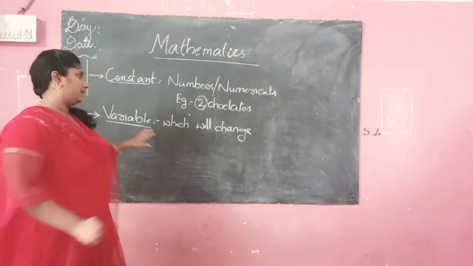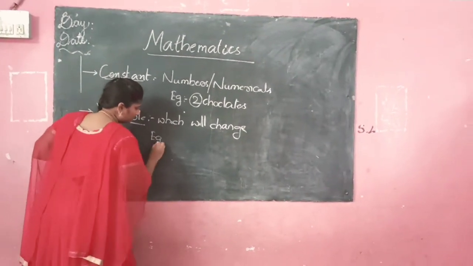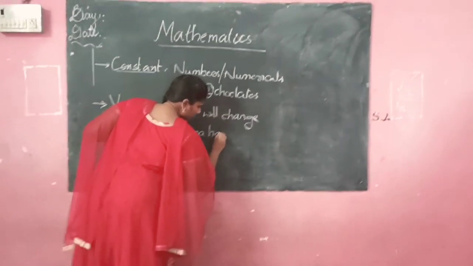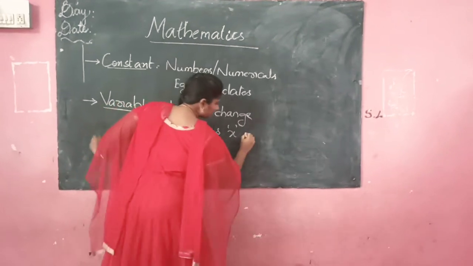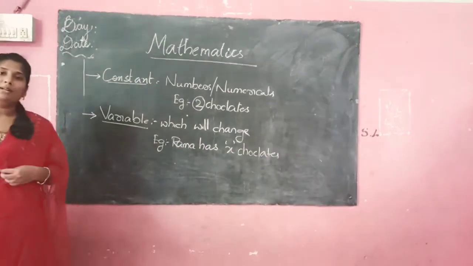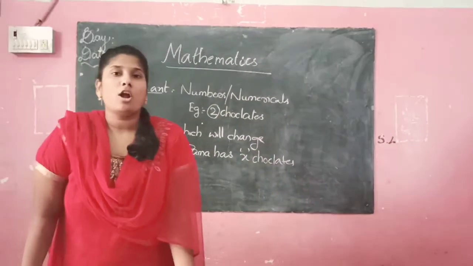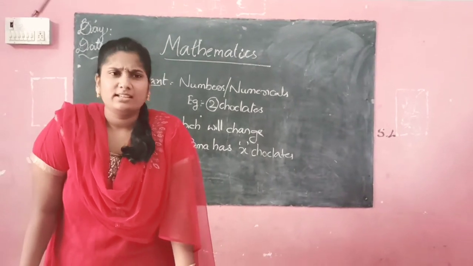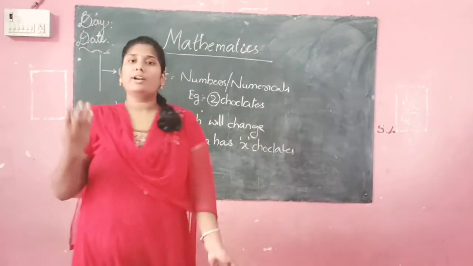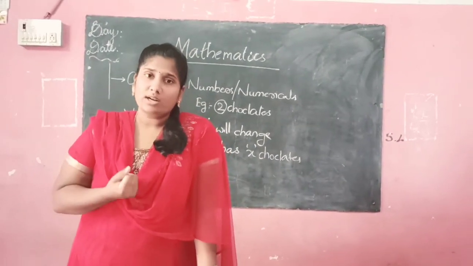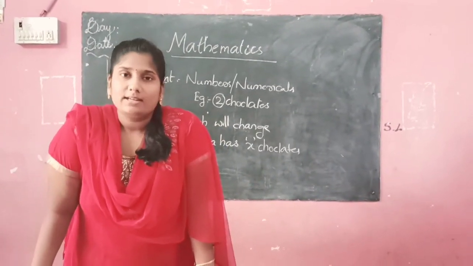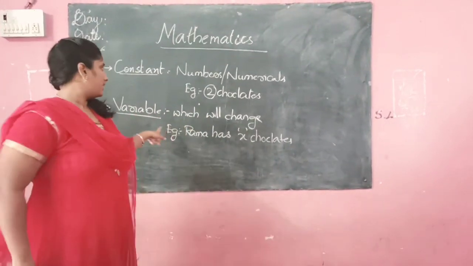For example, see. Example, Rama has X chocolates. So what is the example here? Rama has X chocolates. X means anything. ఏదైనా ఏ నెంబర్ అయినా ఉండొచ్చు. X means anything. 4 chocolates ఉండొచ్చు. 5 chocolates ఉండొచ్చు. Anything. How many chocolates we can't tell that. So that's why it is called a variable.